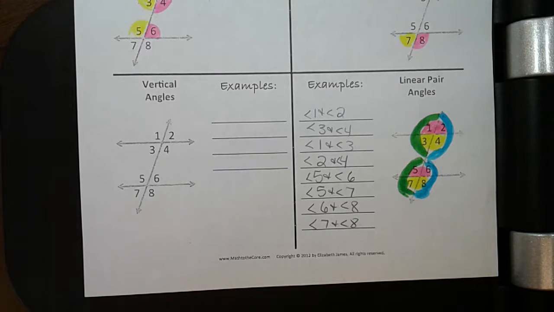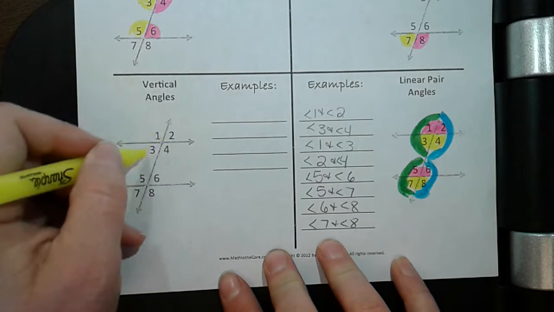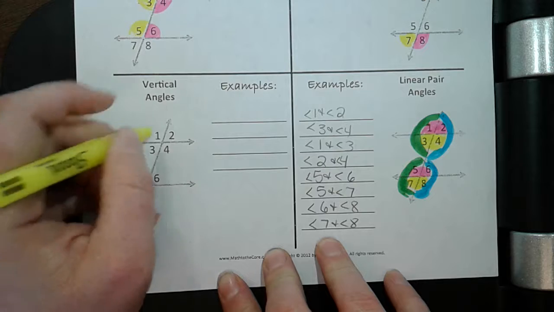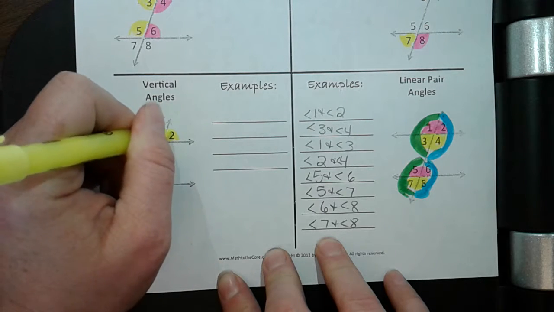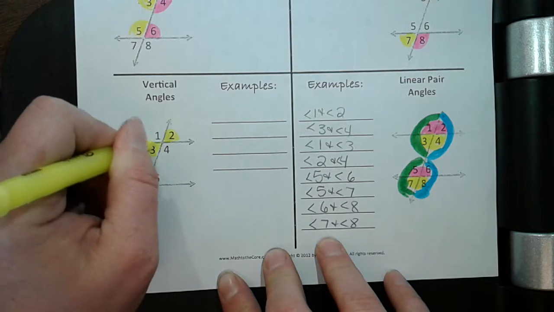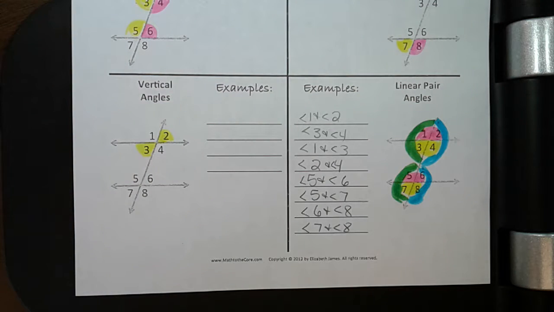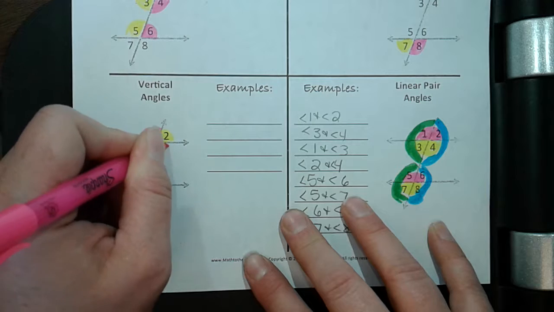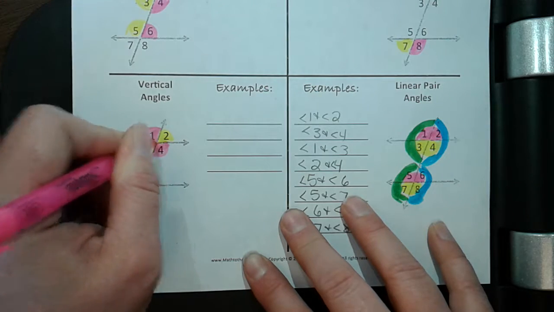All right, last one, vertical angles. So vertical angles are across from each other whenever you have intersecting lines. So this line intersects this line, and this angle is across from that angle. So those are vertical angles. This angle is across from that angle, so they are vertical angles.